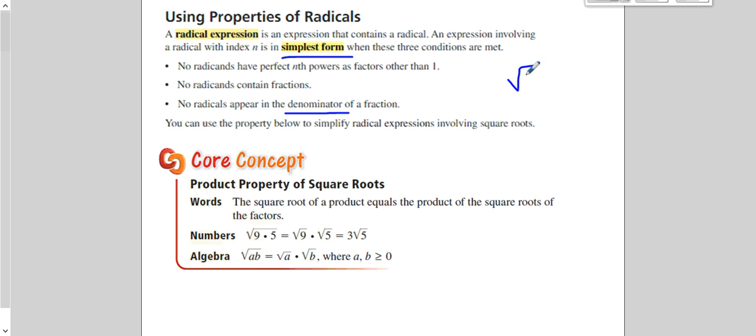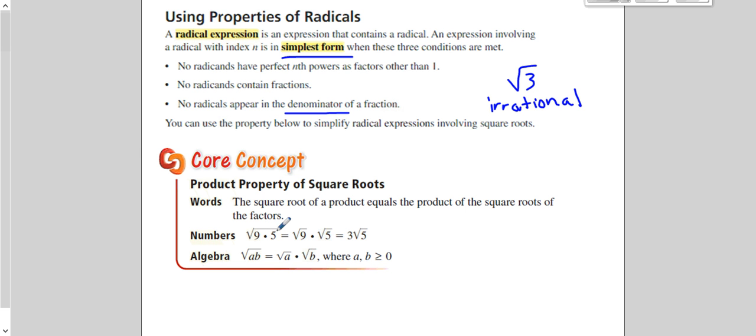Things like the square root of 3 are irrational numbers, and we are not allowed to leave an irrational number in a denominator. Square root of 3 is irrational because it's a decimal that never ends and never repeats. You can use the property below to simplify radical expressions involving square roots. The square root of a times b is equal to the square root of a times the square root of b. And then here's a numerical example.